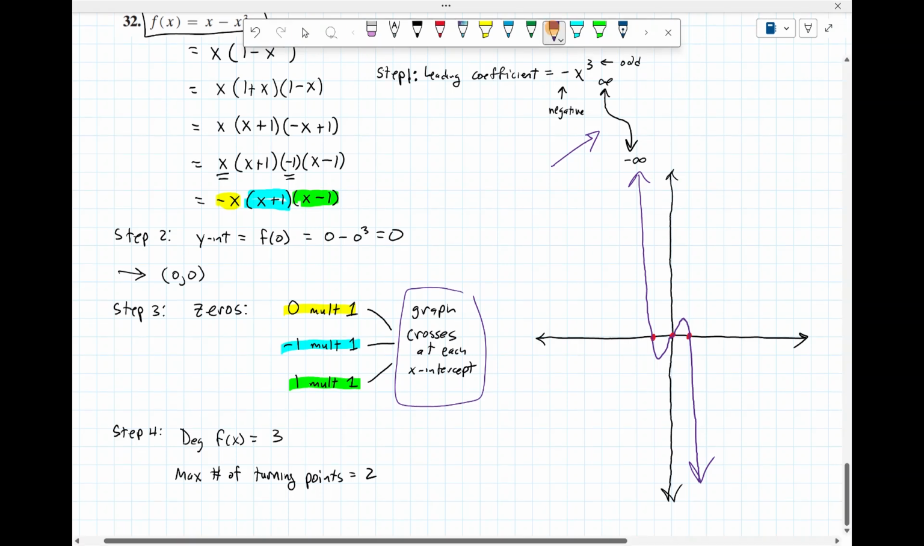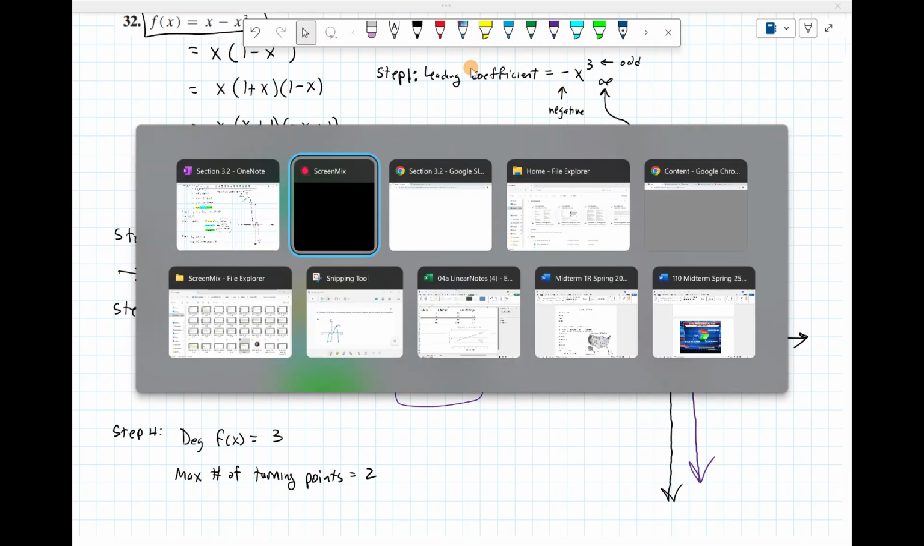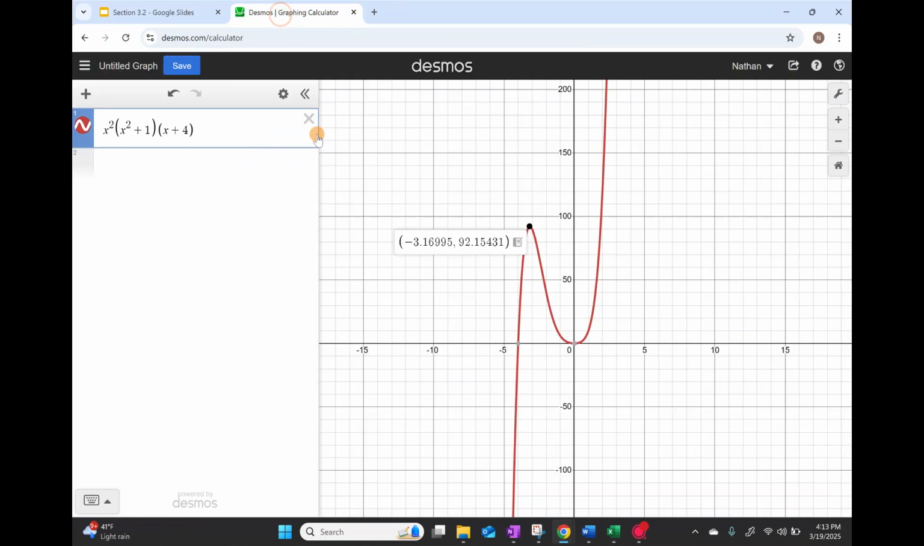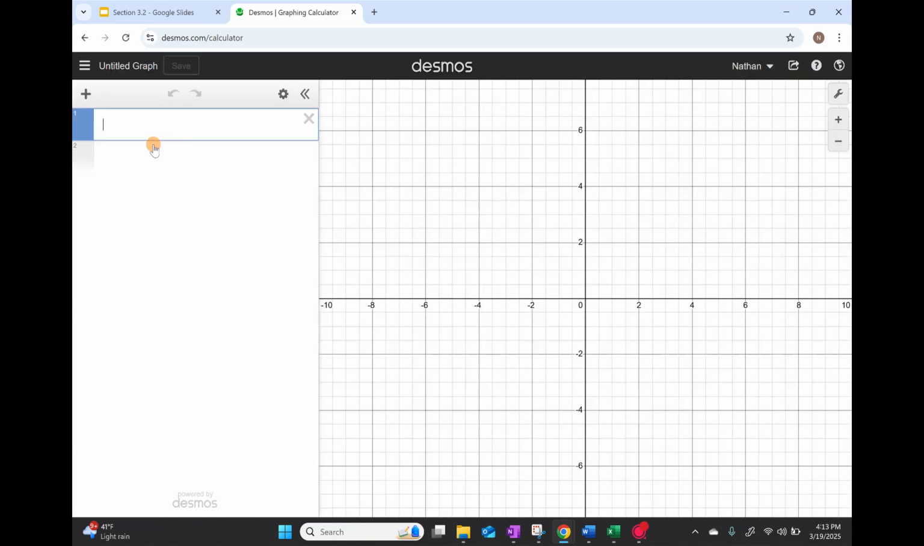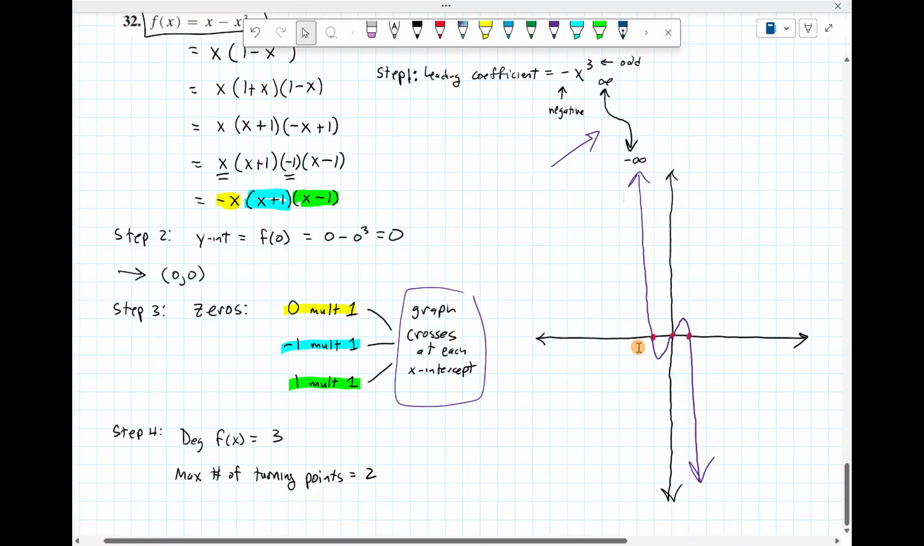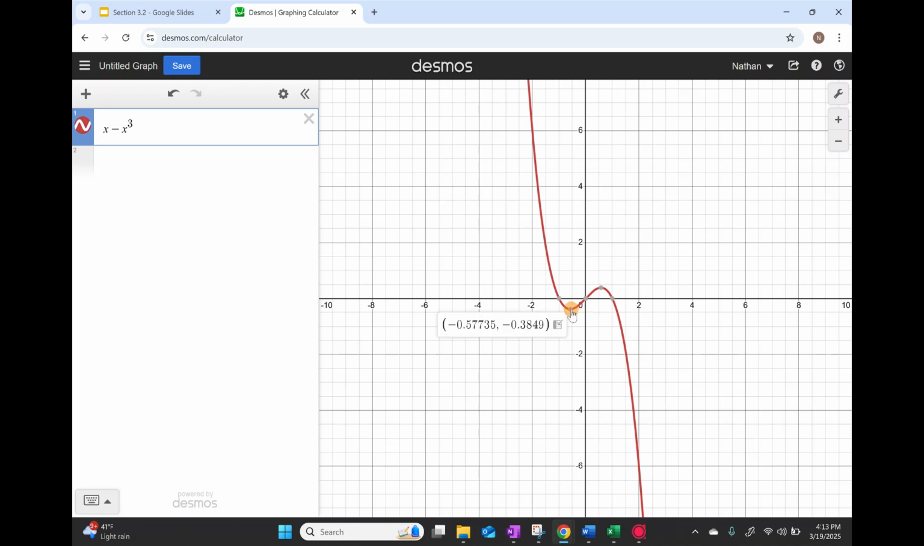All right, let's plug it in to Desmos and see if we get something that looks similar. So let's see, Desmos is going to be right here. And this is going to be x minus x to the third. All right, and it is looking very similar in this case. If you wanted to get really specific, you could get some extra points here. You could get the point (-2, 6).